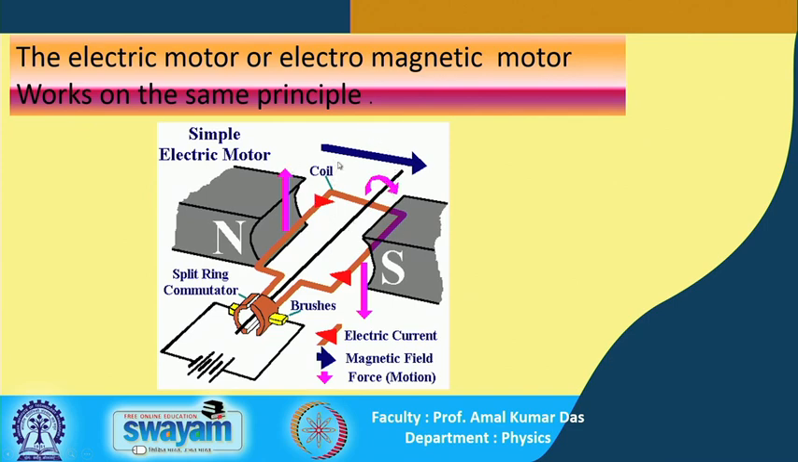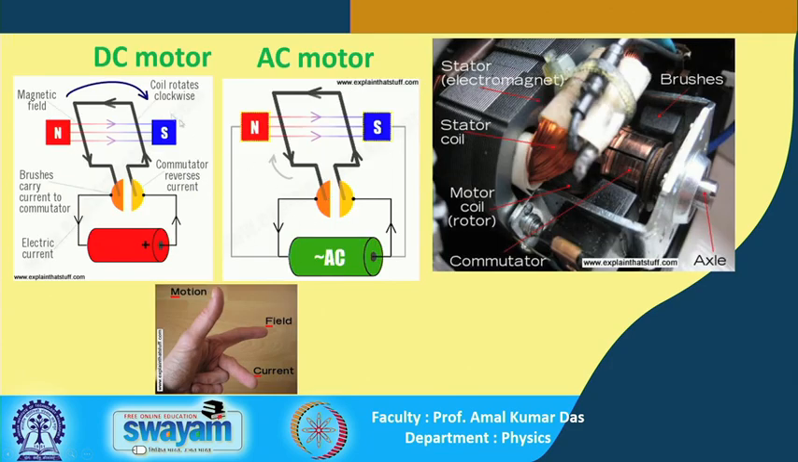So, this is I think the main, easy way to understand. There are DC motor and AC motor. In case of DC motor, whatever I explained there, you have a permanent magnet and the field direction is all the time in this direction, okay. And this polarity is changing using the commutator, reversing the current. So, we will get the rotation of this coil in the same direction.